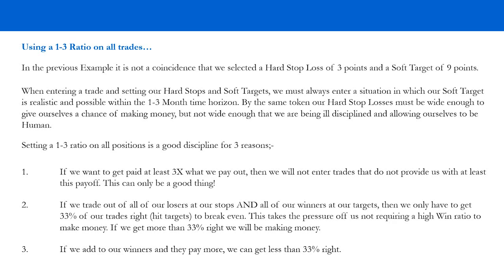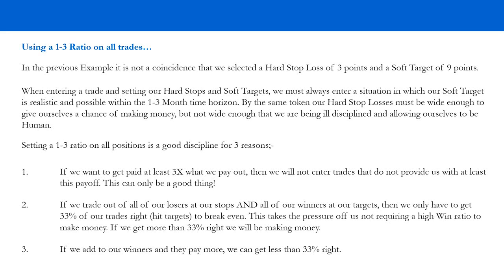Secondly, if we trade out of all our losers at our stops and all of our winners at our targets, so not adding to the position or running the position if it's winning, then on a risk-reward ratio, we only have to get 33% of our trades right. So if 2/3 of our trades go wrong and we get stopped out, but 1/3 of our trades go right and hit our targets, we break even.